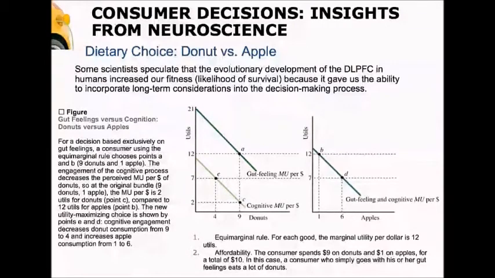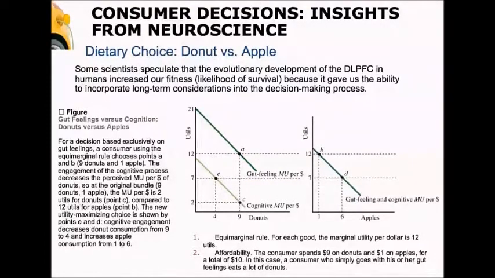Suppose we just look at gut feelings. Well, in this example here, we're looking at the consumption of donuts and apples. And this is the gut feeling marginal utility per dollar of eating donuts. And this is the gut feeling and cognitive marginal utility per dollar of eating apples. And remember, we're assuming that donuts are not as healthy as apples. And so there's going to be a difference when we include the cognitive decision-making process when we look at donuts. So first, let's take that part out. Let's just look at gut feeling for donuts.